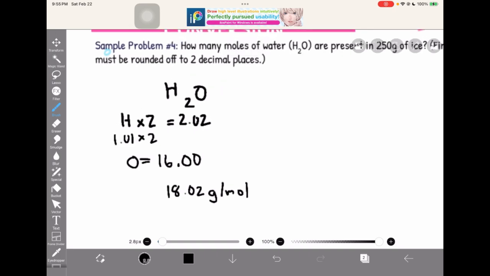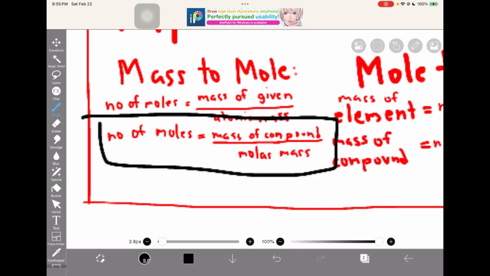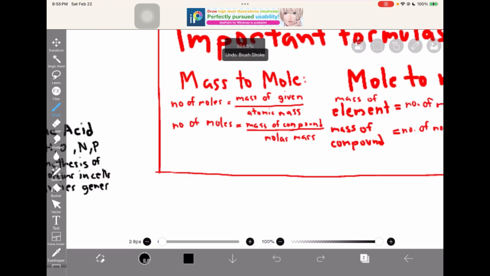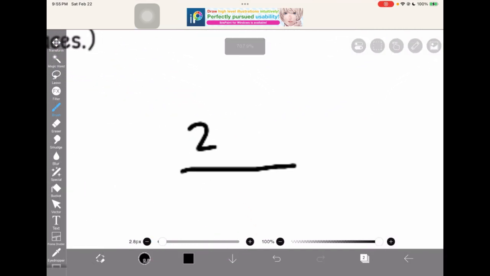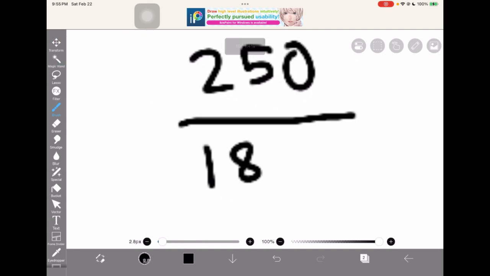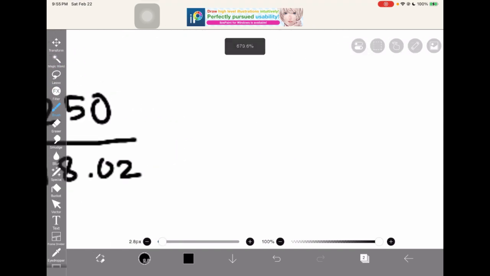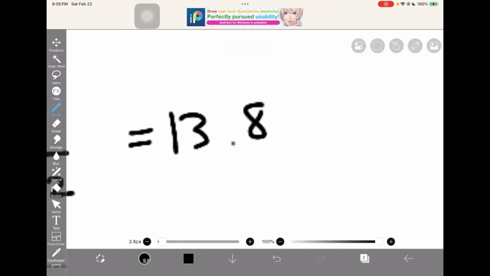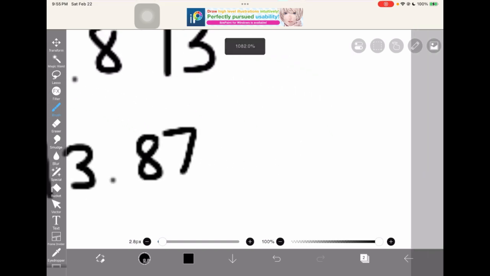Now we have the molar mass. We're going to apply this formula over here. The number of moles is equal to the mass of the compound over the molar mass. The mass of the compound given to us is 250, and the molar mass we calculated is 18.02. Therefore, plug it into the calculator. 250 divided by 18.02 is equal to 13.873, or rounding off, just 13.87 moles.